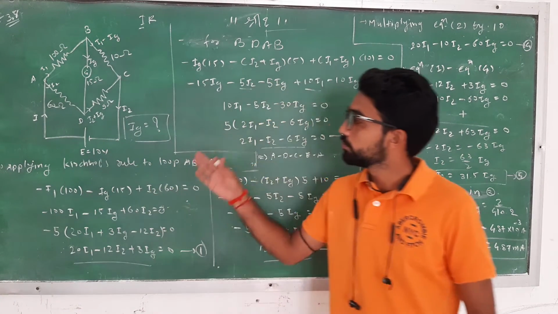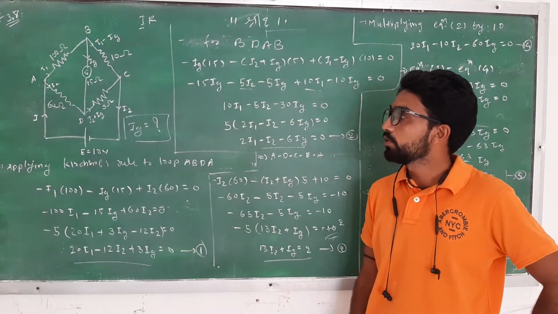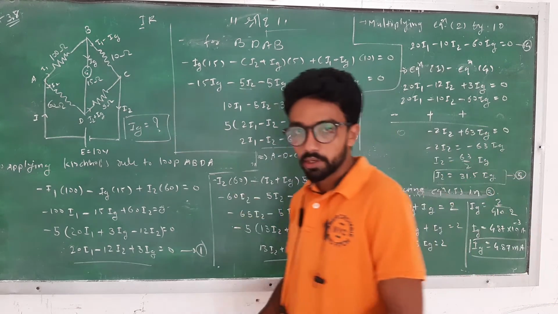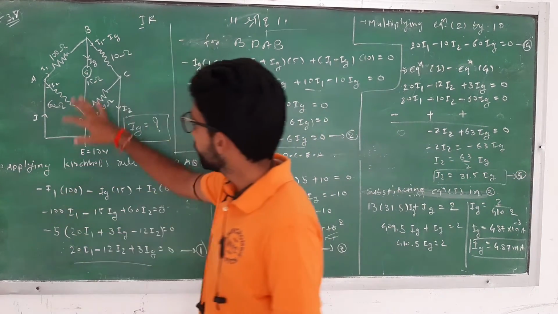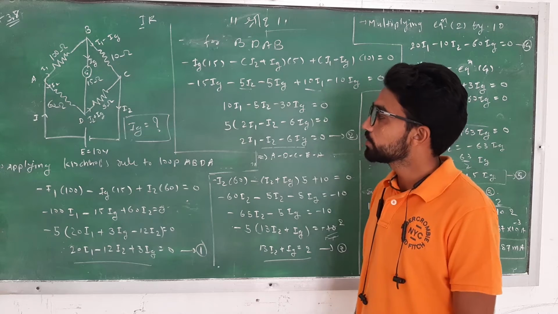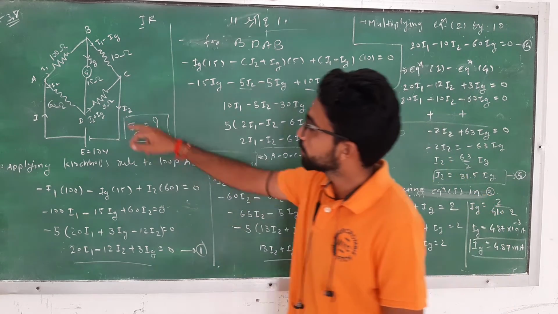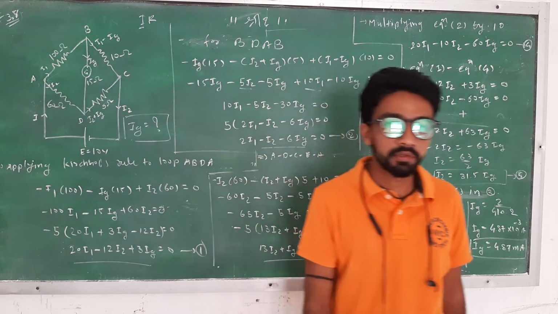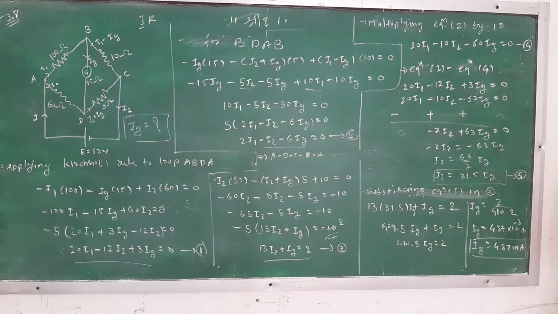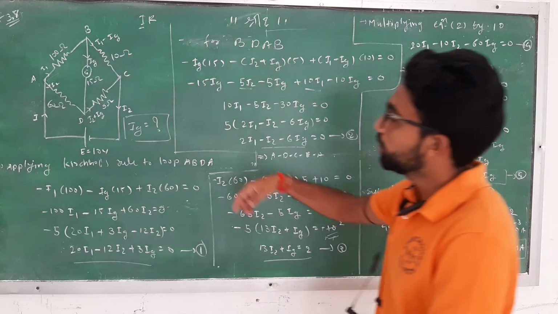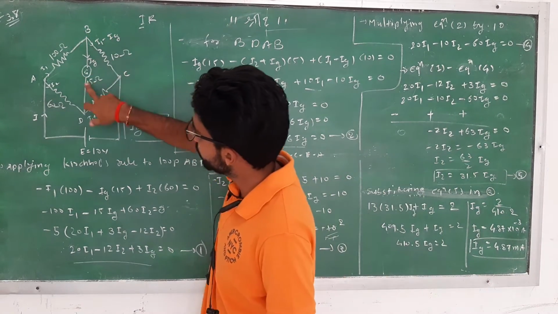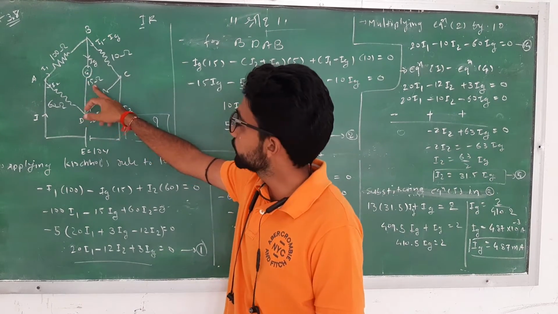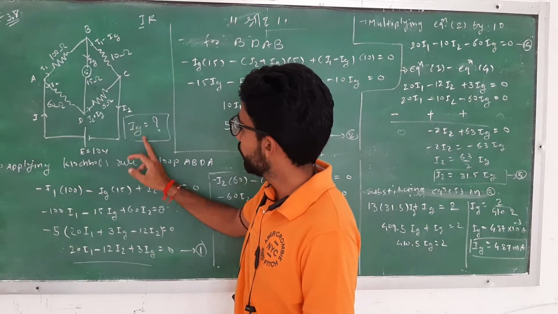Okay, so in this video we solve numerical 3.8. Here we have a given circuit, and the question is to find the current through the galvanometer whose resistance is 15 ohms. So we have to find I.